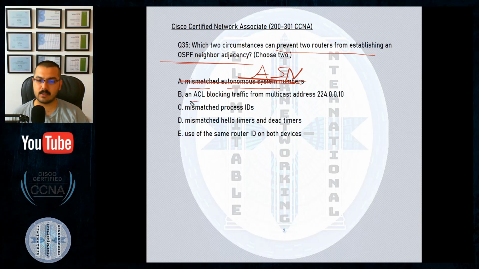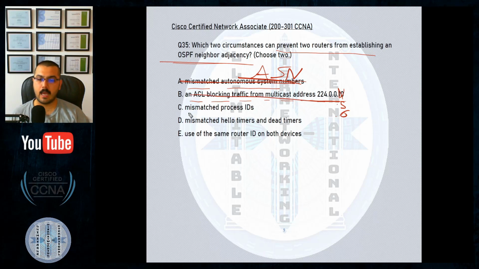Number 2, an access list blocking traffic from the multicast address. Well, if there was an access list blocking a multicast address destined to, not from, but destined to 224.0.0.5 or .6, not .10, .5 or .6, then this might have an effect on communication, but this one is not.